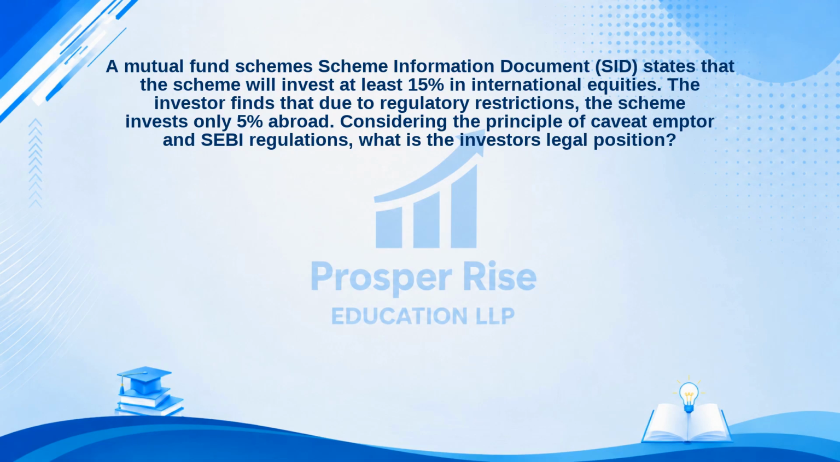Let's look at this next question. A mutual fund scheme's Scheme Information Document, SID, states that the scheme will invest at least 15% in international equities. The investor finds that due to regulatory restrictions, the scheme invests only 5% abroad. Considering the principle of caveat emptor and SEBI regulations, what is the investor's legal position?